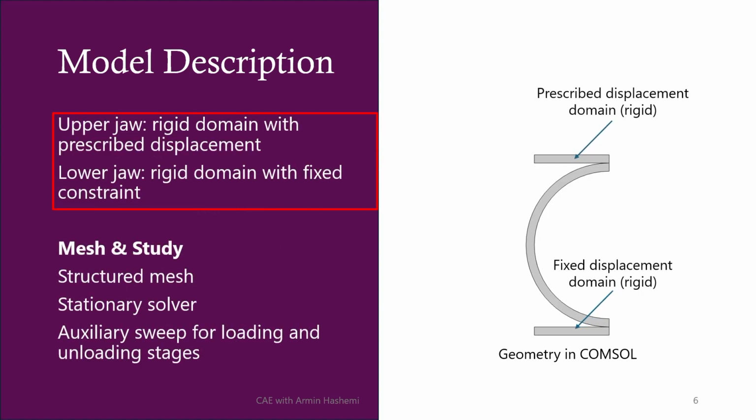The upper jaw is defined as a rigid domain with a prescribed displacement to impose the loading, while the lower jaw is fully fixed to provide support. The model is discretized using a structured mesh to ensure numerical stability and accuracy in the contact region. A stationary solver is used together with an auxiliary sweep, allowing us to simulate both the loading and unloading stages of the compression process in a controlled sequence.